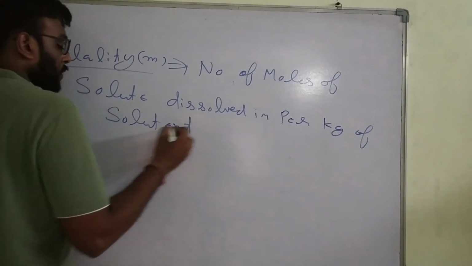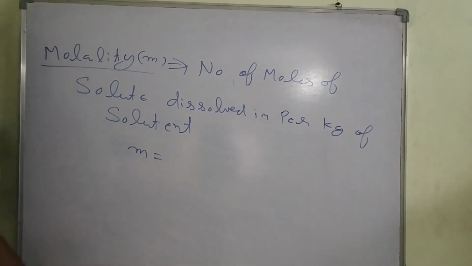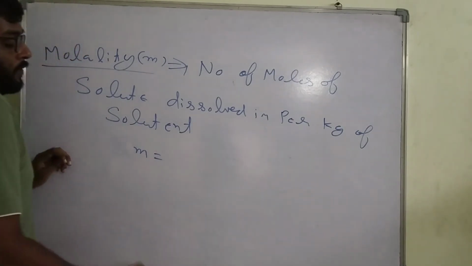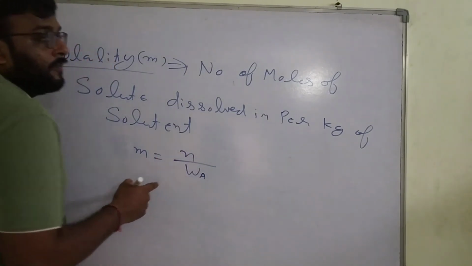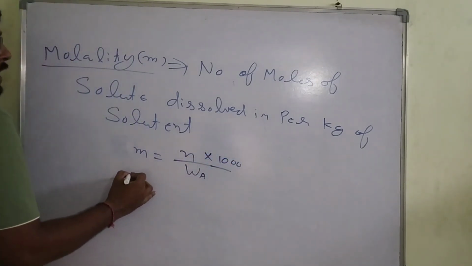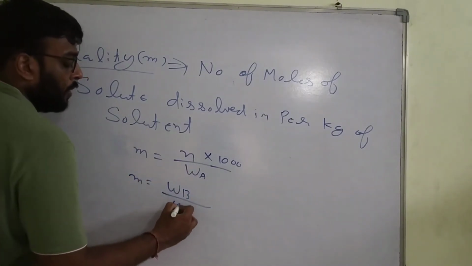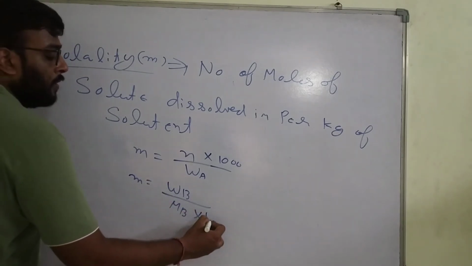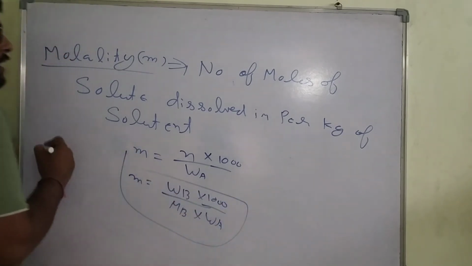Look at here, it is represented by small m. Don't get confused. With respect to capital M, we are finding the molarity. With respect to small m, we are finding the molality. Number of moles of solute in per kg of solvent. What is N upon WA, the weight of solvent? I am considering it as the weight of solvent. If it is generally in gram, that's why I am multiplying with 1000. W is the weight in gram of solute, and M is the molecular mass of solute. Weight of solvent into 1000 represents the molality.